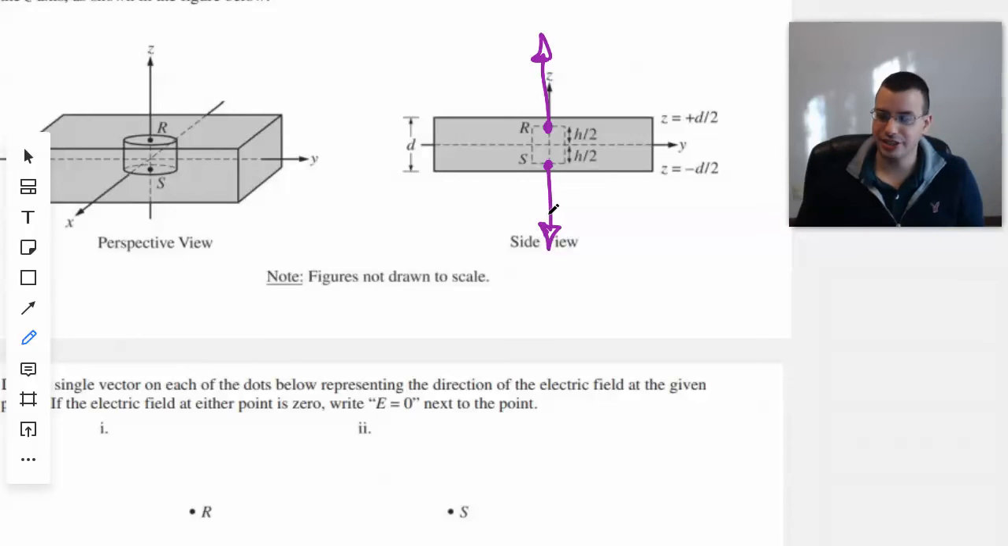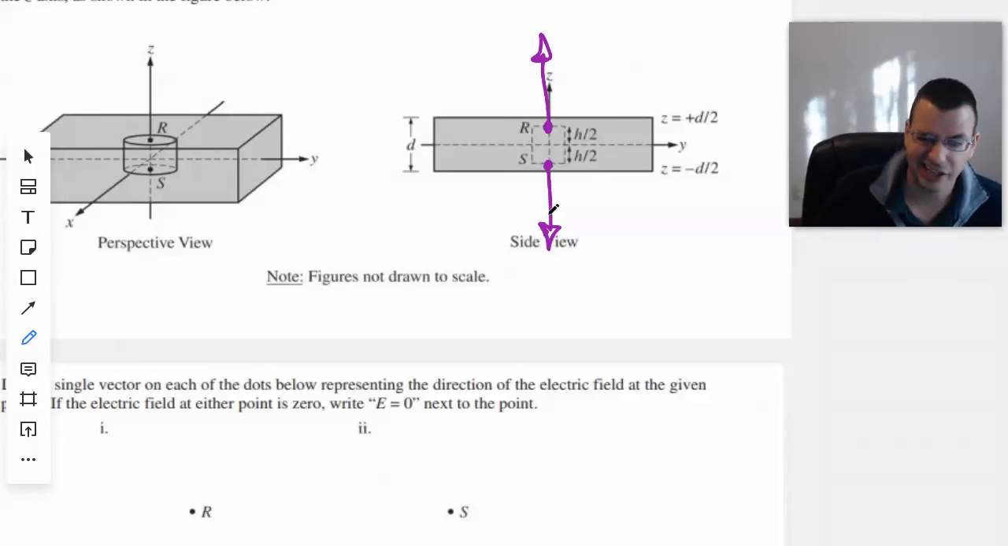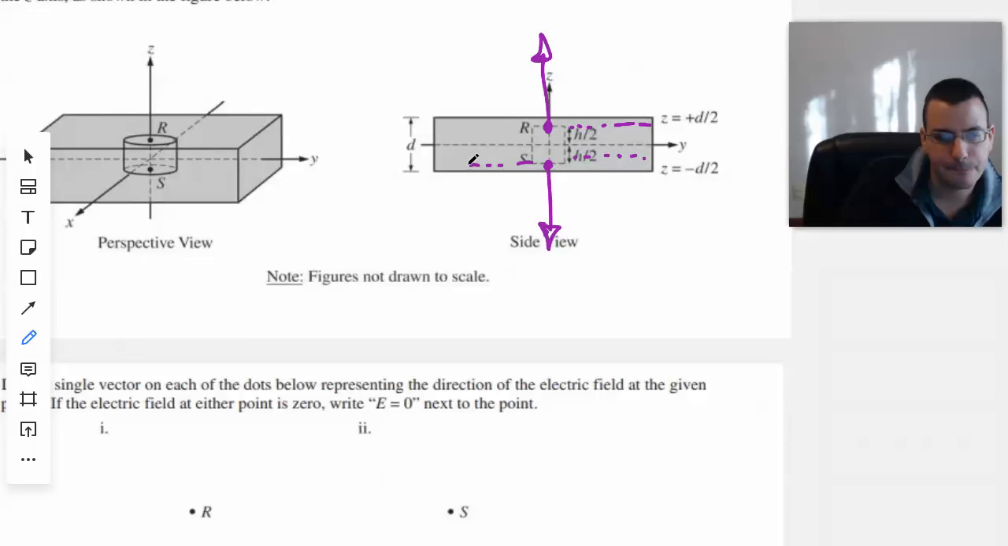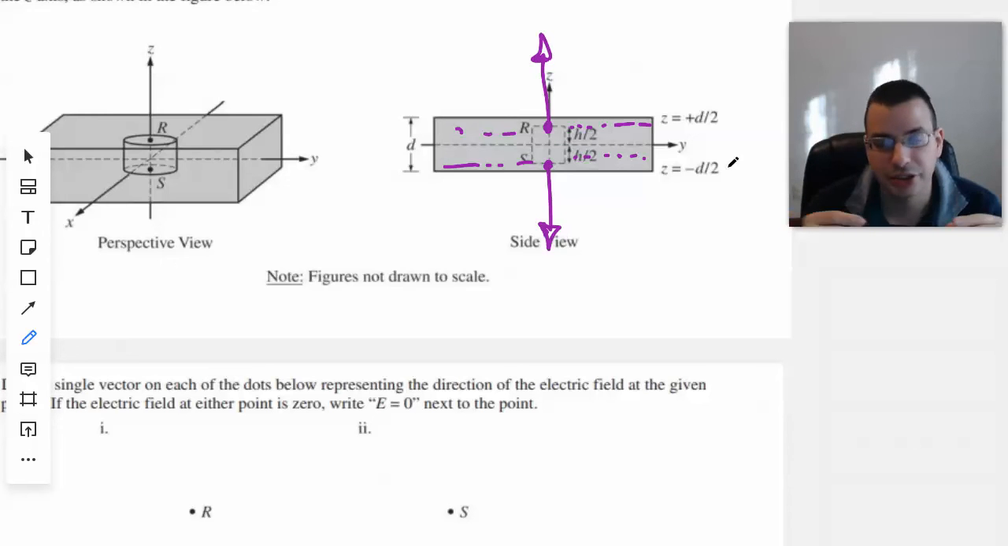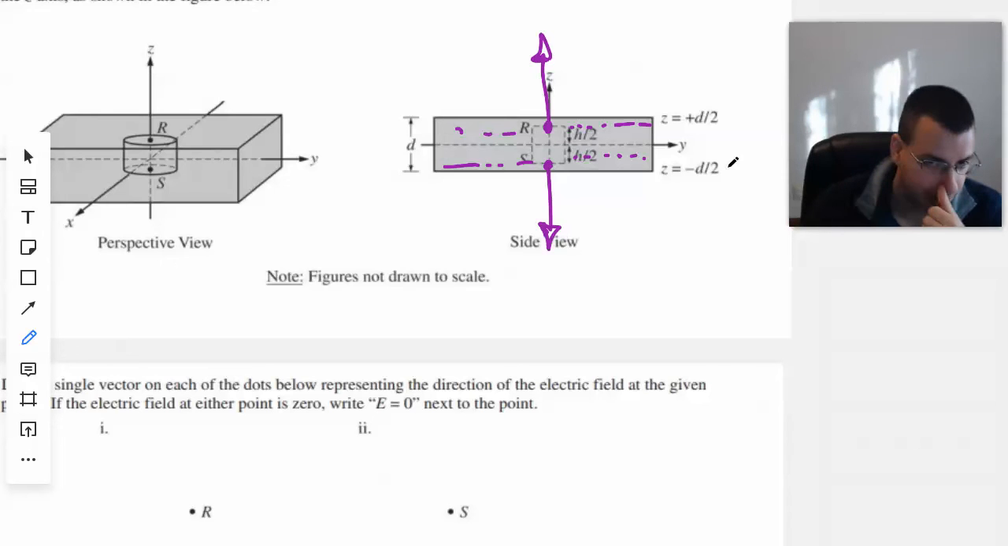This is due to the symmetry. So again, you're just going to have to look at it and be like, okay, this makes sense. If you look at R, you can see that there's a top and bottom, above and below the cylinder, which are symmetrical. Those would be like two parallel planes. Parallel planes create uniform electric fields. And so the top and bottom will cancel each other out.